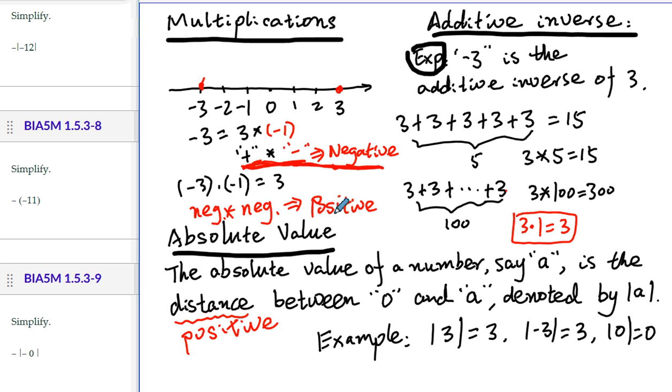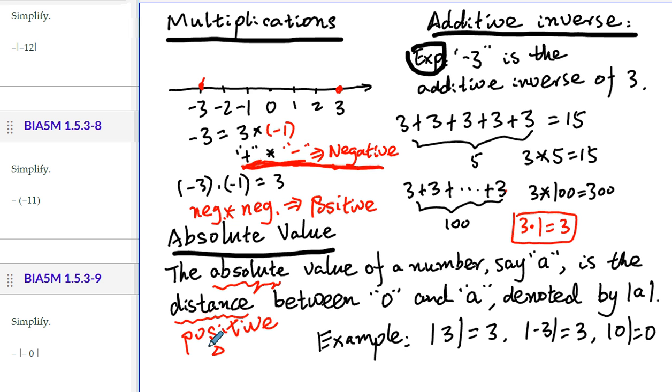Okay, so that's the second thing. The third thing is absolute value. What's the meaning for absolute value? Very easy. Absolute value of a number, let's say this number is letter A, is the distance between origin 0 and that number, which is denoted by |A|. Since here is the distance, we never say distance is negative. That's why absolute value is all the time positive.